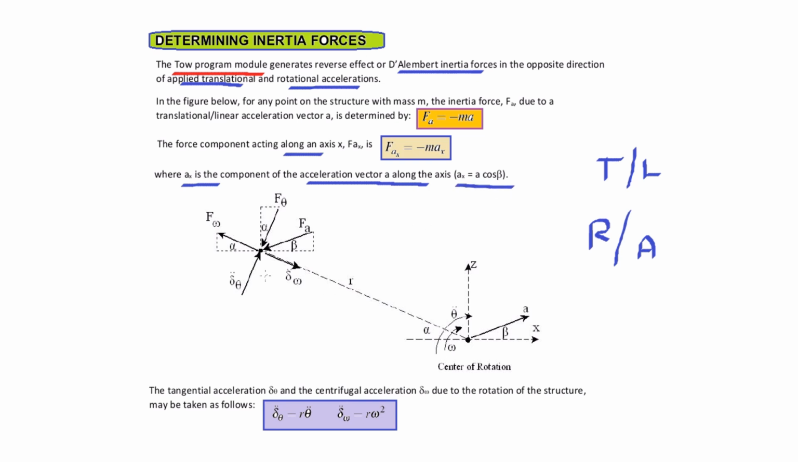beta. Here you can see this acceleration Fa, right? So this component will be a times cos beta. This is the beta, so it will be cos beta.